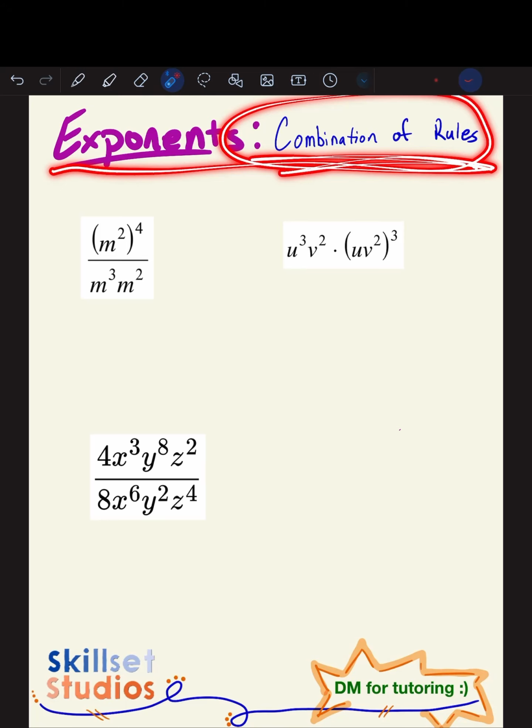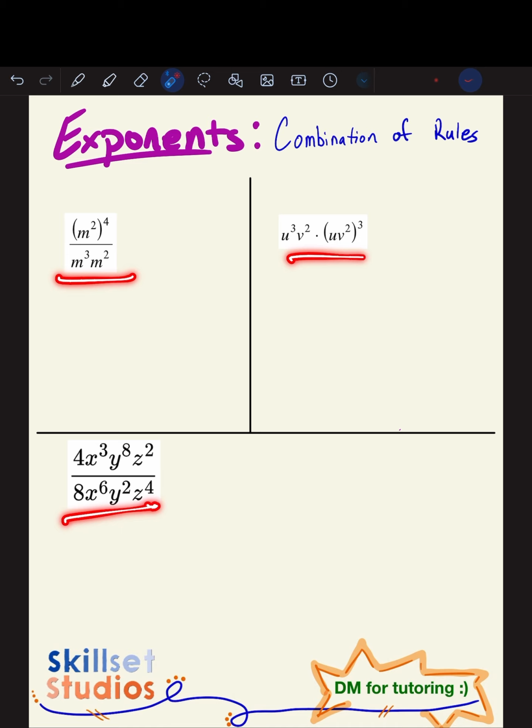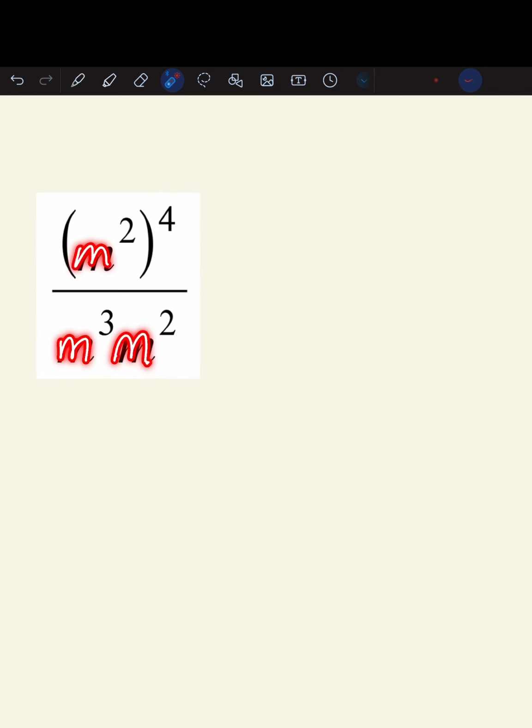Simplifying exponents using a combination of all the exponent rules. Here we have 3 examples that use a combo of the rules. Our first example. Notice all of our bases are the variable m, so in the end we should only have one m if we simplified everything.